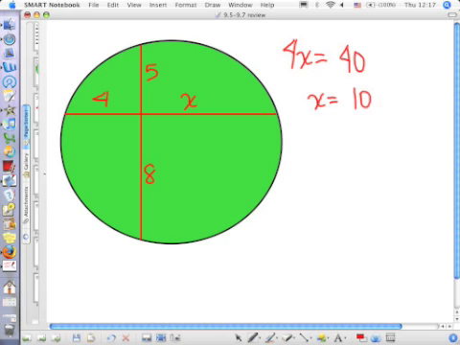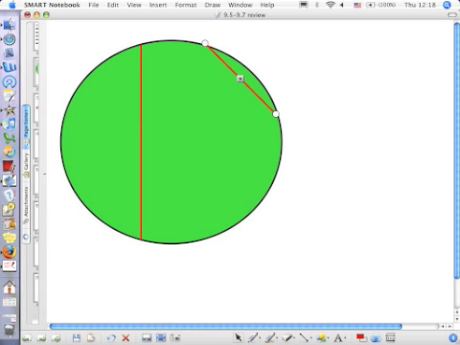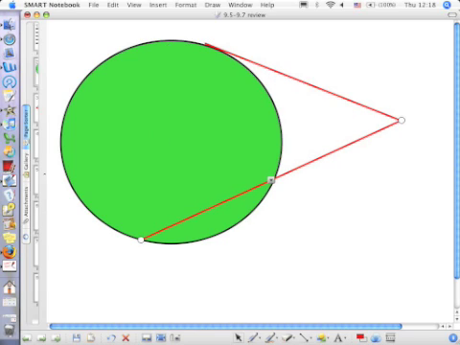Number 3 was not 2 chords, it was a secant and a tangent. Can we go over the tangent first? Oh, wait, this is the homework? Yeah. Where this was 4, this was 3, and this was x. We were trying to find the value of x.